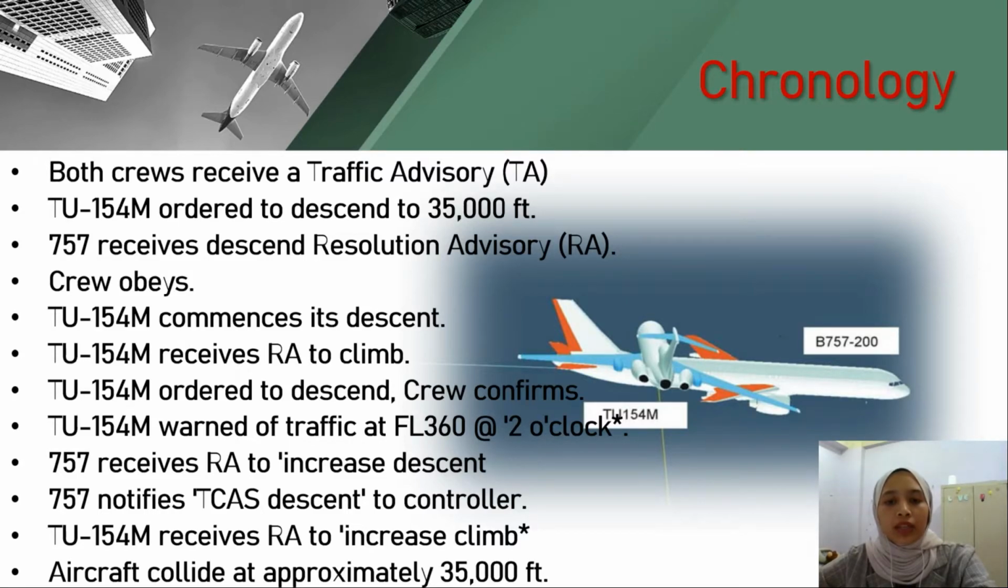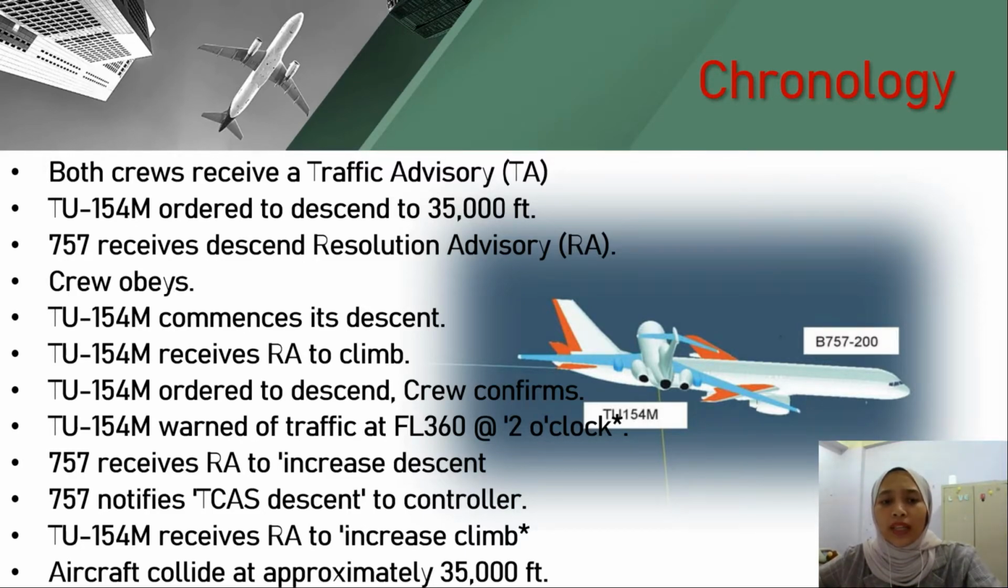The official investigation by the German Federal Bureau of Aircraft Investigation identified as the main cause of the collision a number of shortcomings on the part of the Swiss Air Traffic Control Service in charge. Both crews received a traffic advisory at first. They were ordered to descend to 35,000 feet, while the other flight received a descent resolution advisory too.